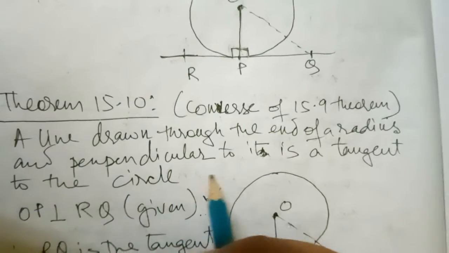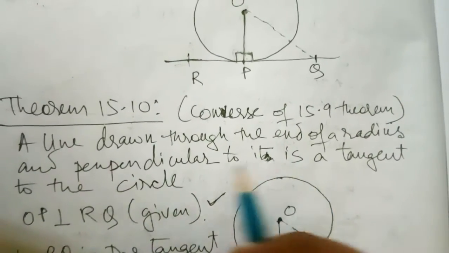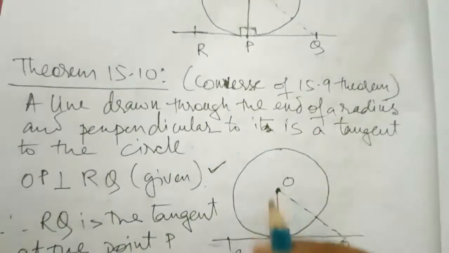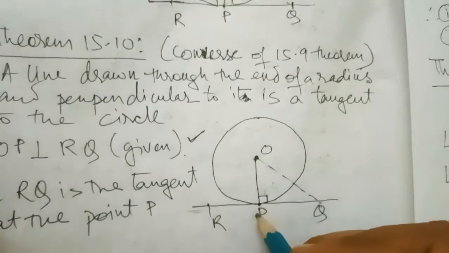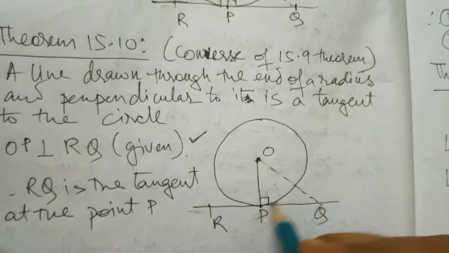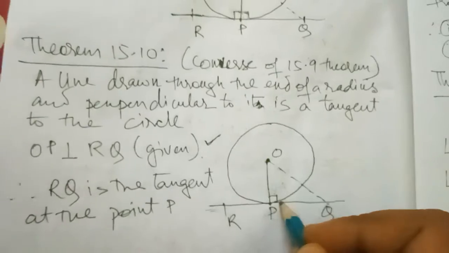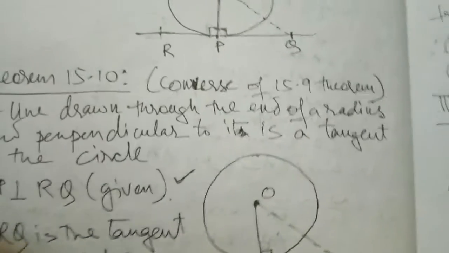Next, the converse of 15.9: a line drawn at the end of a radius and perpendicular to it is a tangent to the circle. That means just the opposite of this one. If this is perpendicular, definitely it will be the tangent of the circle.